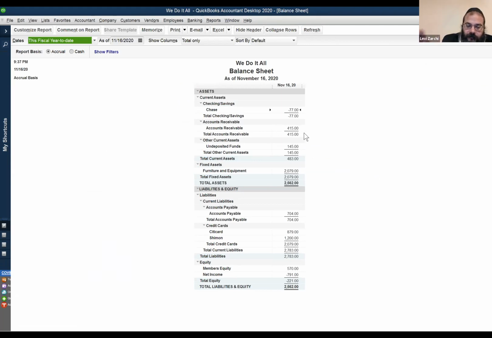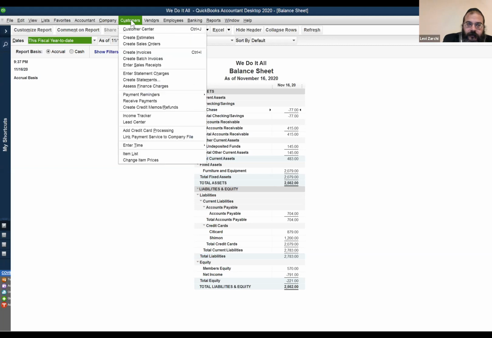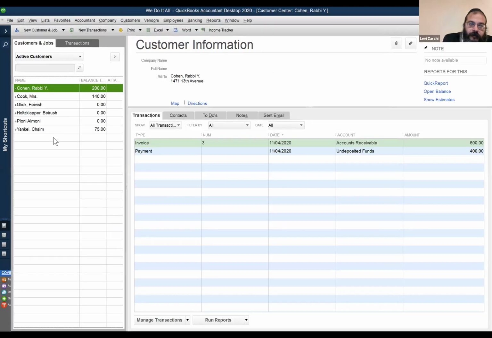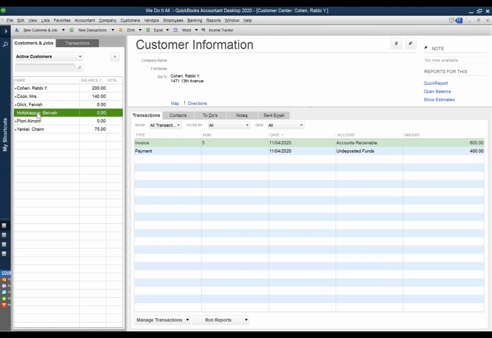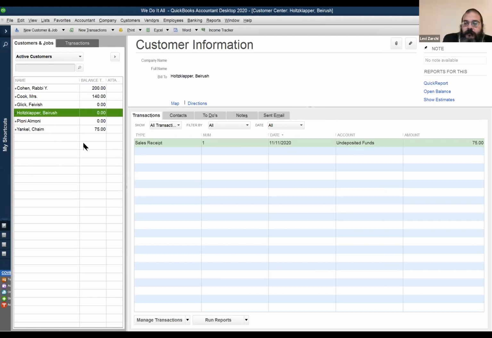One is that you had the extra $400 separately in the bank. I told you, look at Holzklapper, because you have to zero in on the two possibilities. Okay, Holzklapper, so I go to customers, customer center. And besides that, the second thing with Holzklapper is that it tells you zero. I understand, but how many receipts do you make from one or two?